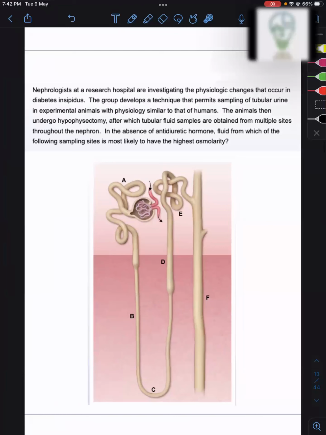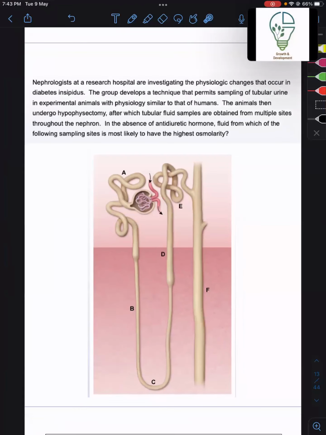Okay, the correct answer is C. I saw someone say F, but just keep in mind the key part of this question is the absence of antidiuretic hormone. Remember I told you if we don't have ADH, we cannot reabsorb the water, or sorry, the fluid that's over here. And because of that, the water is going to stay inside the tubule.